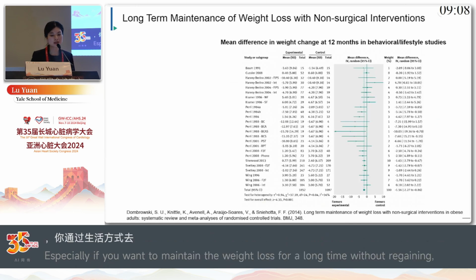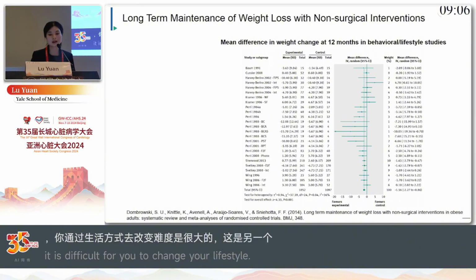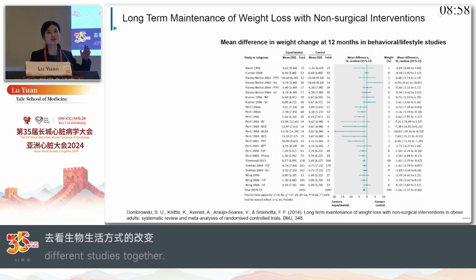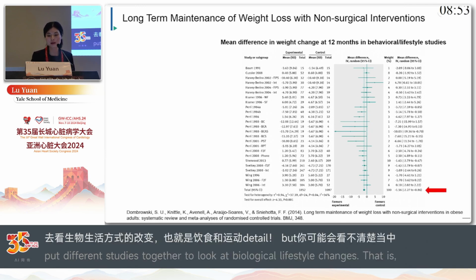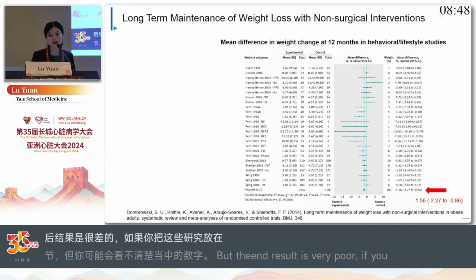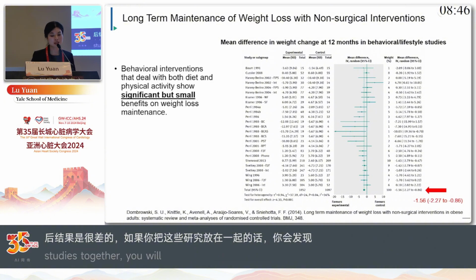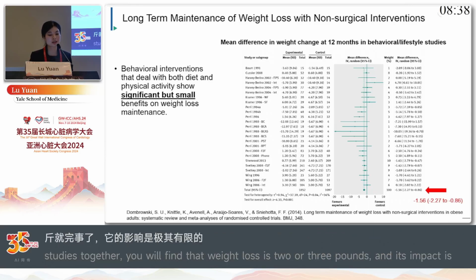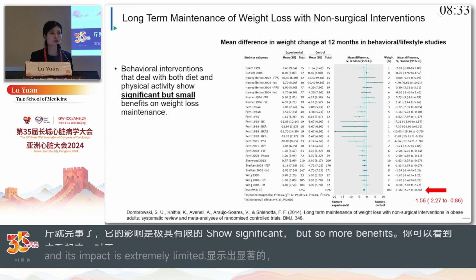This is another meta-analysis combining different trials, looking at behavior and lifestyle studies to look at the weight change in 12 months. There are lots of numbers here. I don't expect you to see all these numbers in detail, but just focus on the pooled result at the very end. Pooling them together, it shows the mean difference in weight loss is minus 1.56. It's significant, but it's small. So the behavior intervention that deals with both diet and physical activity shows significant but small benefits on weight loss maintenance. How about pharmacological treatment?